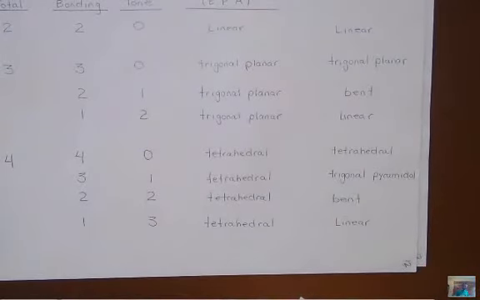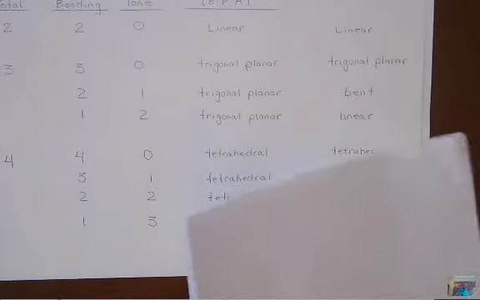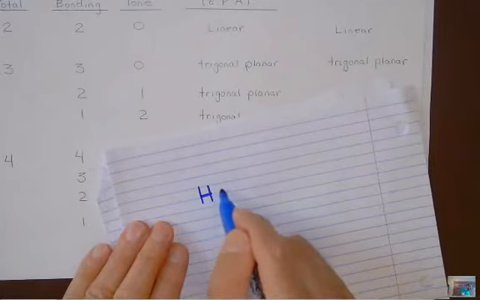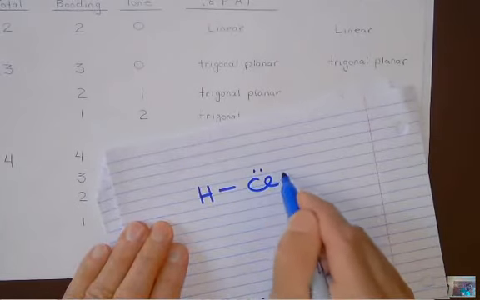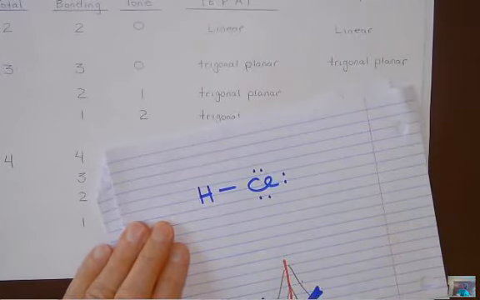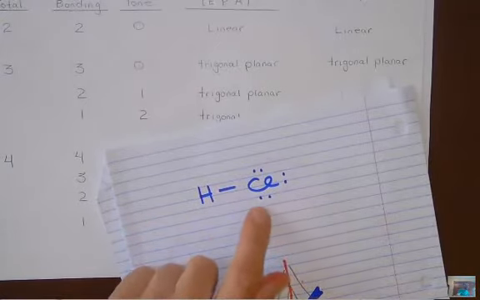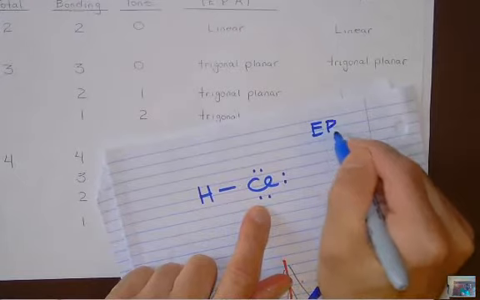Okay, HCl would be a great example of this. The electron pair arrangement around the chlorine is tetrahedral, but the molecular shape would just be linear. Here's HCl, H to Cl. This is a lone pair, lone pair, lone pair. So if there are 4 total groups, and somebody asks you, what's the electron pair arrangement?